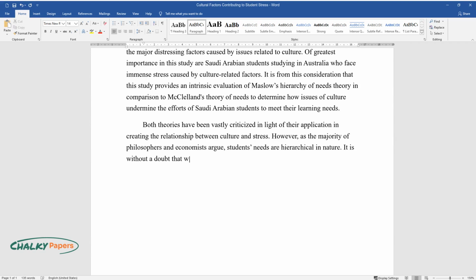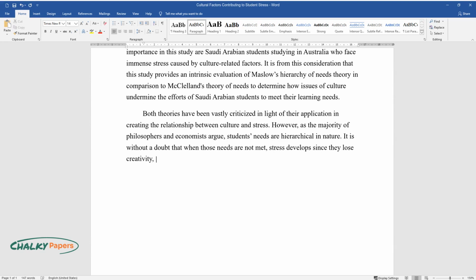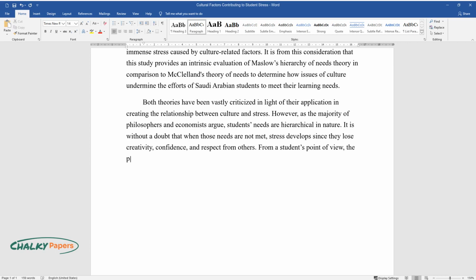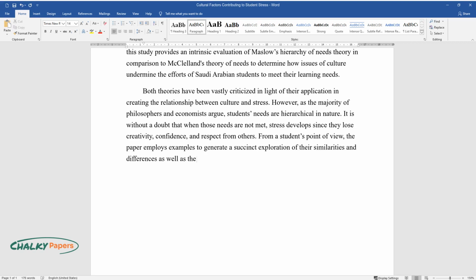It is without a doubt that when those needs are not met, stress develops since they lose creativity, confidence, and respect from others. From a student's point of view, the paper employs examples to generate a succinct exploration of their similarities and differences as well as the gaps found in them.